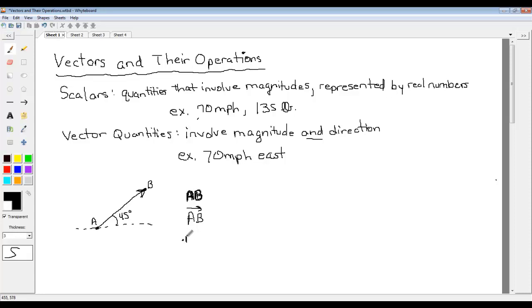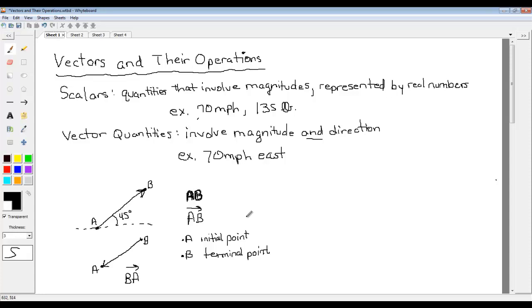The point A is the initial point. That's the starting point. And the point B is the terminal point. That's the ending point. And your vectors don't have to be named with 2 letters. By the way, if the arrow were pointing the other direction, this would be vector BA. You always start with the initial point and end with the terminal point.